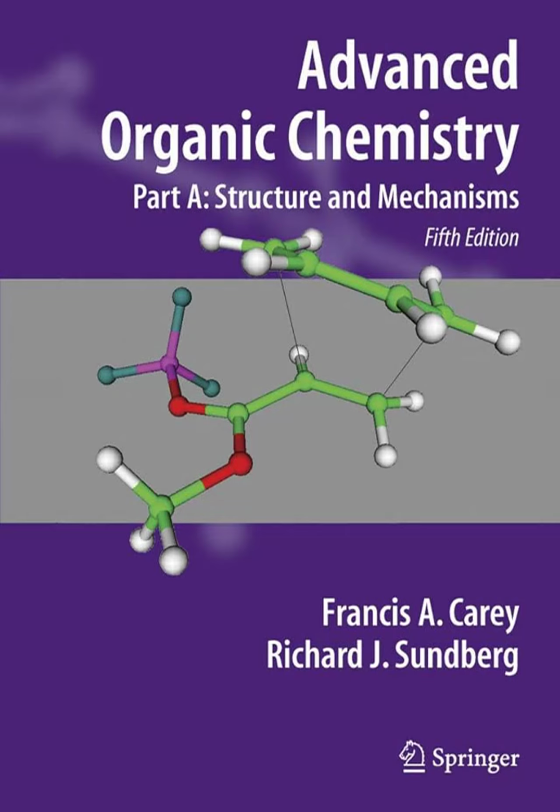Second, and often more powerfully, resonance effects. If the EWG has a pi system, like C=O, NO2, CN, the negative charge on the adjacent carbon can be delocalized into that pi system through resonance structures. Spreading the charge over multiple atoms is hugely stabilizing.